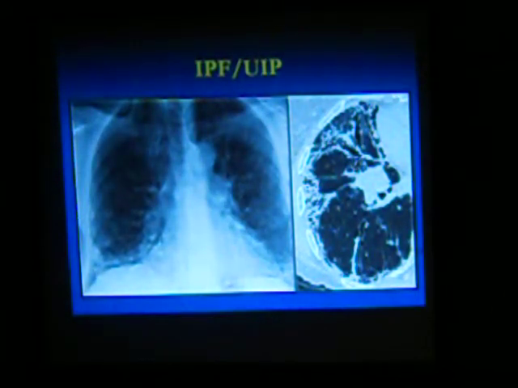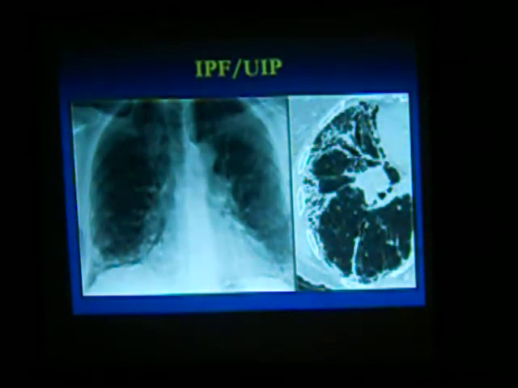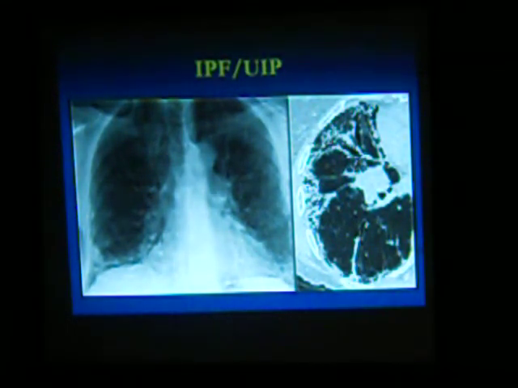Survival is limited at 2 to 5 years, very limited. So steroid response is very limited. Prognosis is bad. They could be candidates for transplant, maybe.